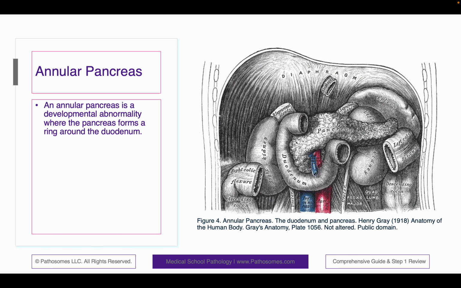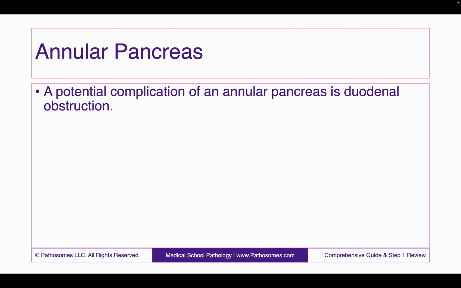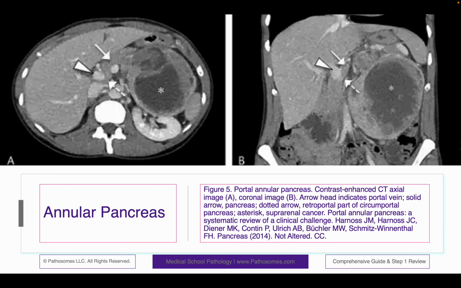And what's an annular pancreas? Well, that is a developmental abnormality where the pancreas forms a ring around the duodenum. A potential complication of an annular pancreas is duodenal obstruction. Here we can see a CT scan showing a coronal image and the portal vein where this pancreas is indicated by a dotted arrow, showing the retroportal part of a circumportal pancreas. Interesting.